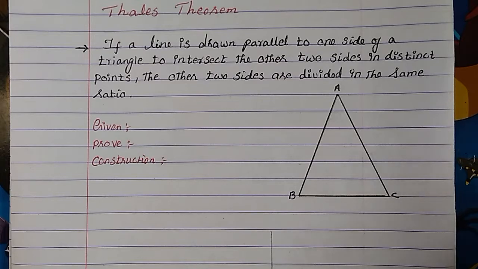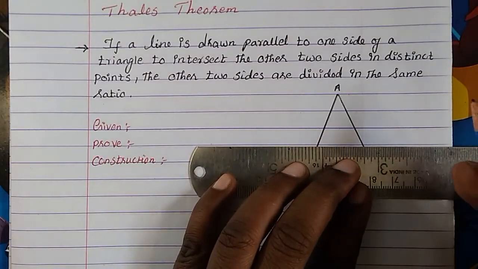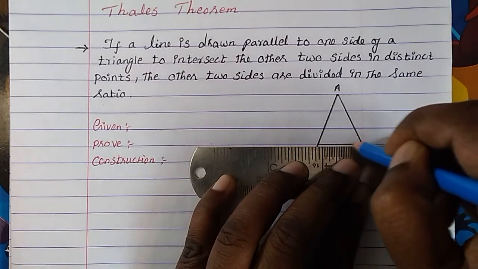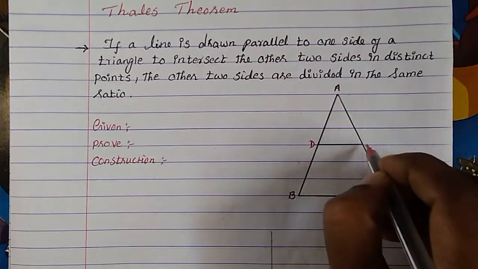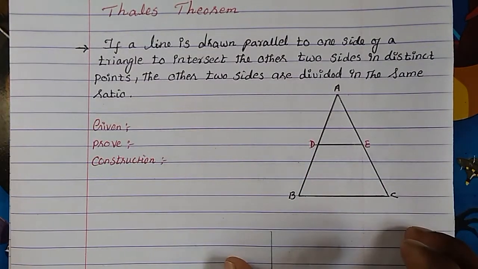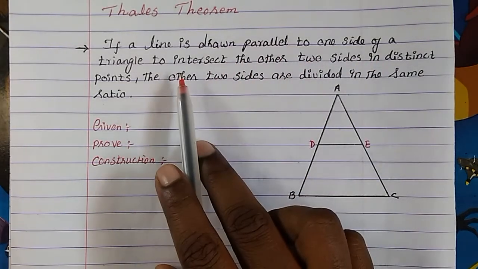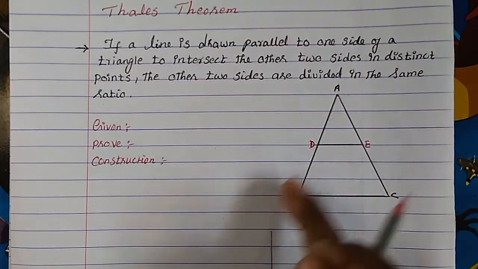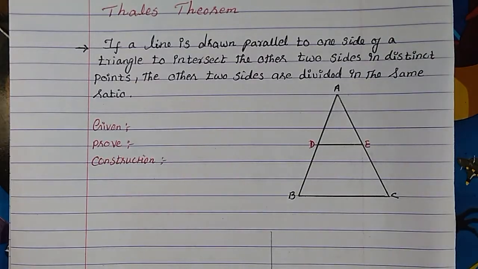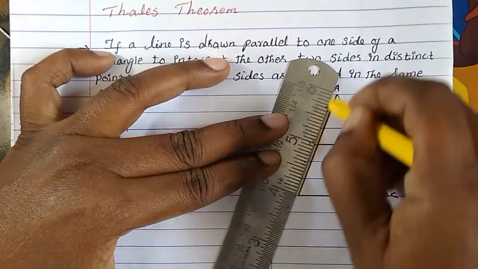Okay, let's draw one line parallel to BC here, and we can name it D and E. So if a line is drawn parallel to one side of the triangle to intersect the other two sides, this line will intersect these two sides, right? I can highlight it. These are the other two sides.